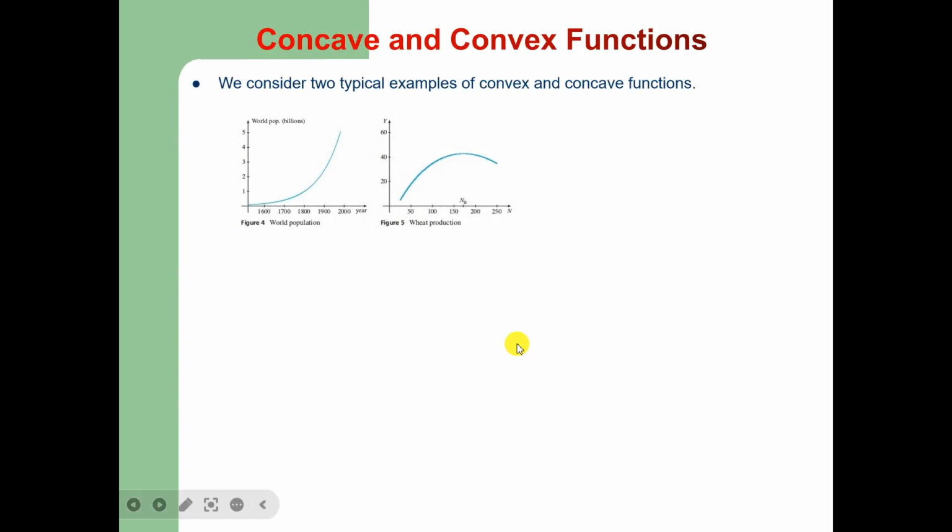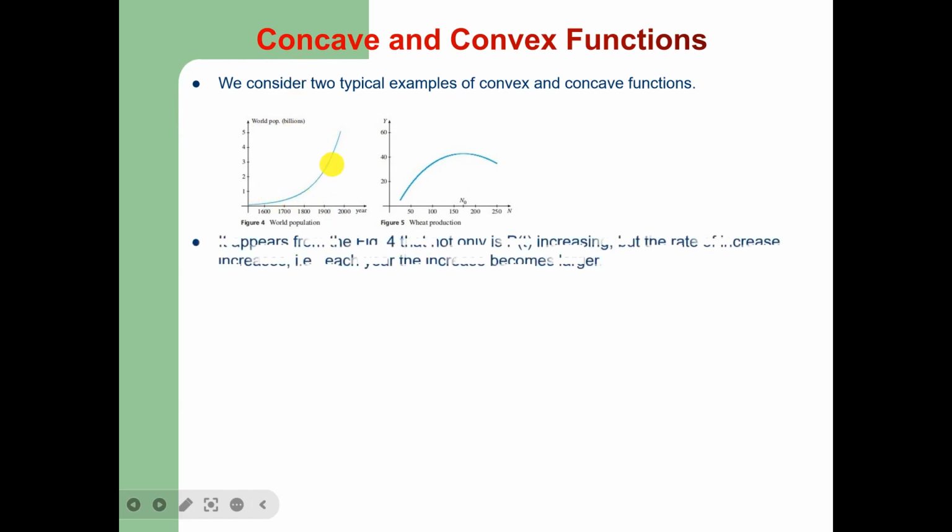We consider two typical examples of convex and concave functions. This is the case of the world population from 1500 up to 2000. So this is a kind of increasing function, but the rate of increase is also increasing. Each year the increase becomes larger. So this is an increasing convex function.